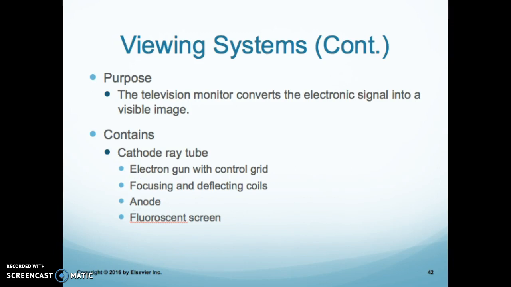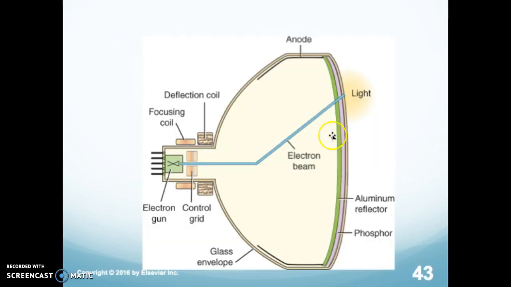So the viewing system, the television monitor, converts the electrical signal into a visible image. It contains within it a cathode ray tube, which has an electronic gun with grid control, focusing and deflecting coils, an anode, and a phosphorescent screen. It looks kind of the same but different. So you have your electronic gun with your focusing coil and your deflection coil, and you can see here we've got your aluminum reflector with your phosphor and your anode on either side in your glass envelope.